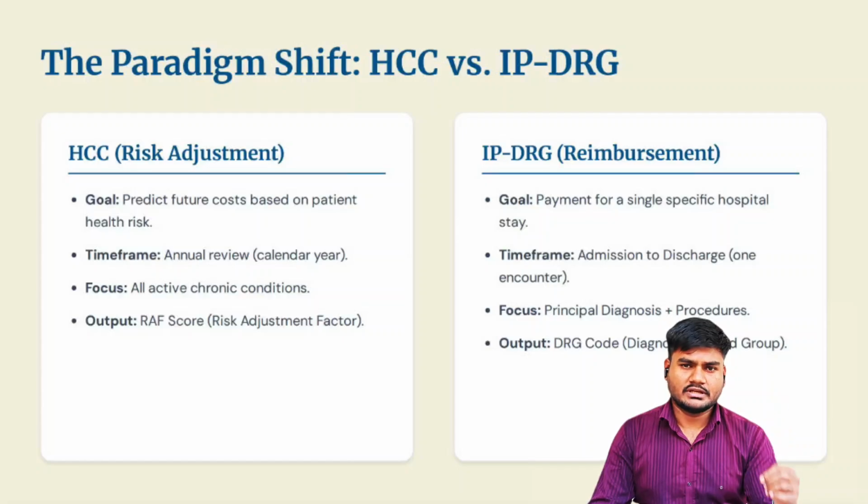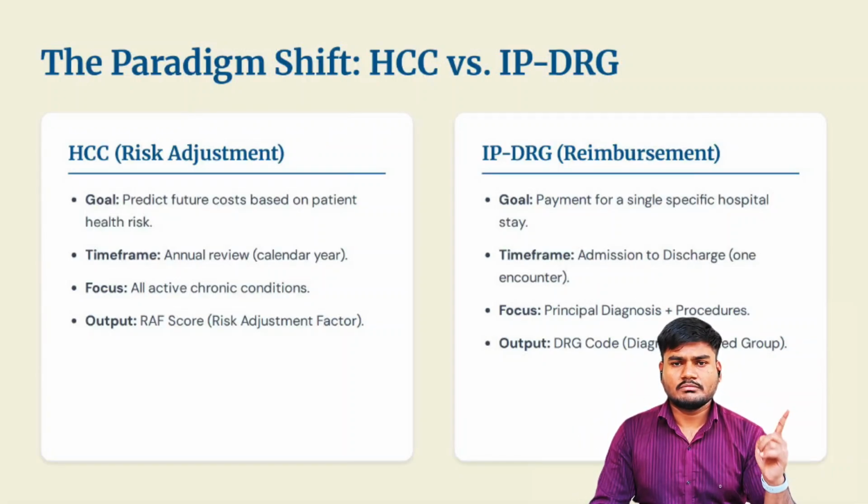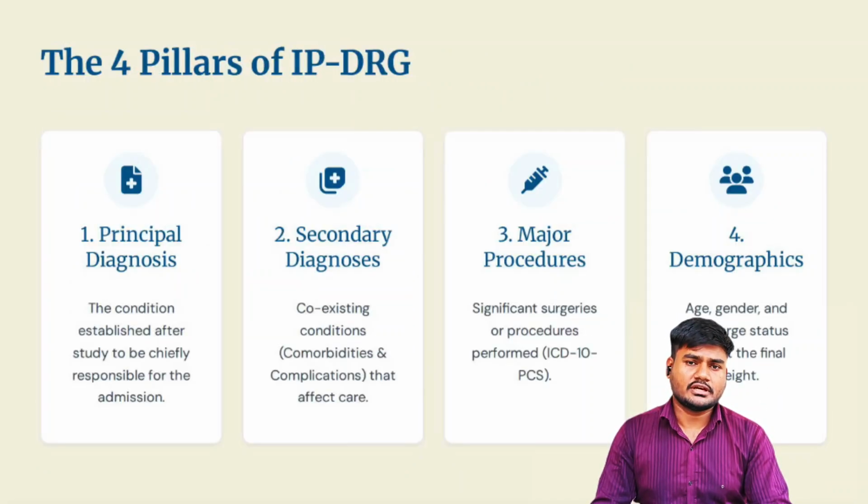Think of it this way. HCC's goal was to look forward to predict next year's patient risk and costs, while IP-DRG's goal is to look at one episode, paying for this single hospital stay. So the focus changes from grabbing every chronic condition to identifying the one main reason the patient was admitted. Every DRG stands on these 4 pillars. Master these and you will master the code.